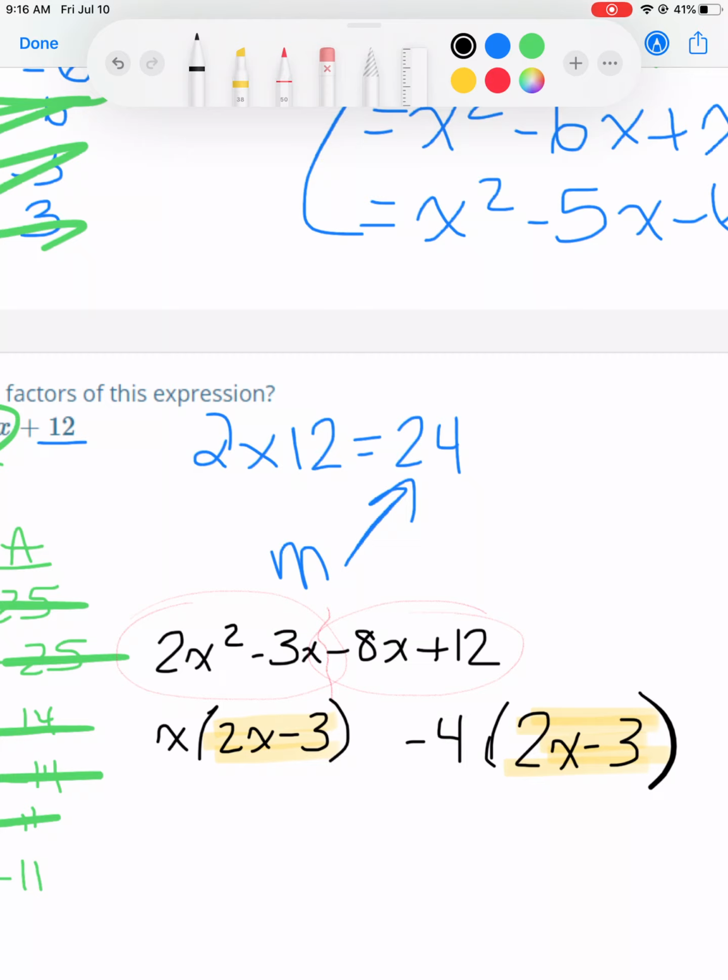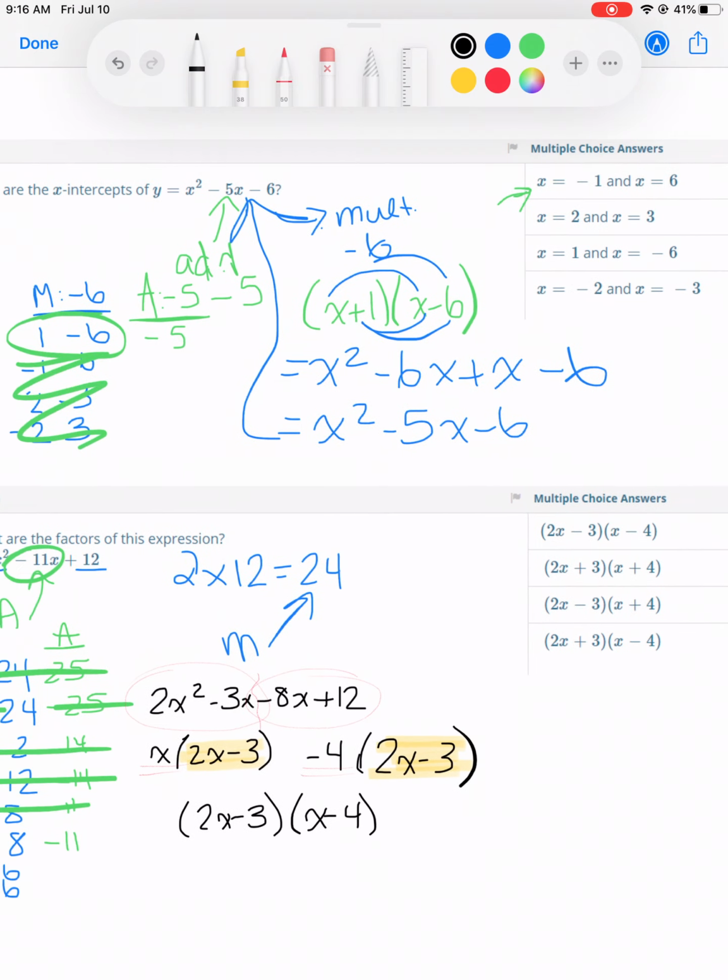So that means one of my brackets is going to be 2x minus 3, and my other one is going to be these two put together, x minus 4. 2x minus 3, x minus 4. Voila! I hope that helped, guys.